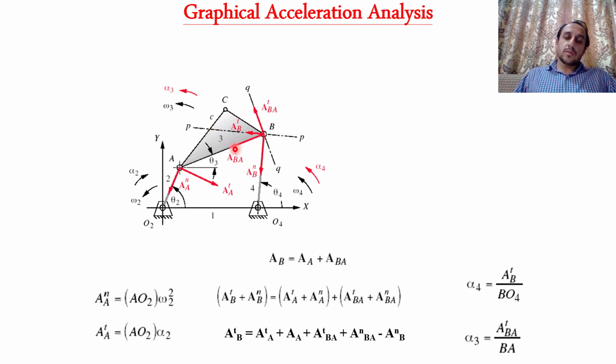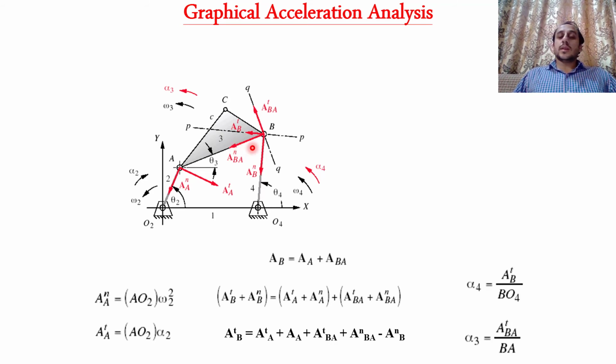Since we know the angular velocity of this link, which is link 3, and since we know this position vector or length or magnitude of this link AB, we can easily find out the magnitude of the normal component of acceleration of point B with respect to A. So we have the direction and we have the magnitude of this vector available.